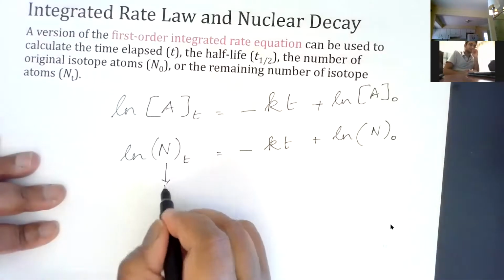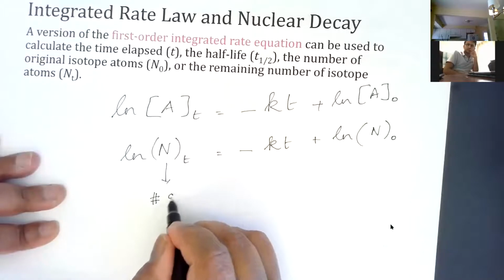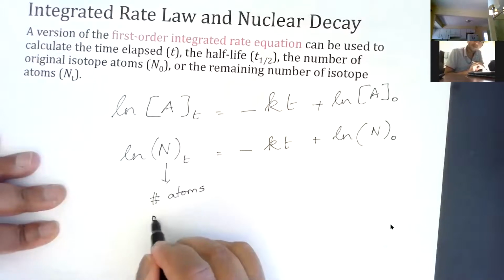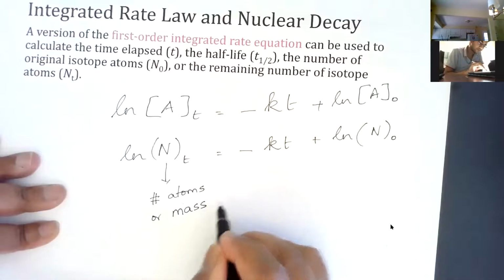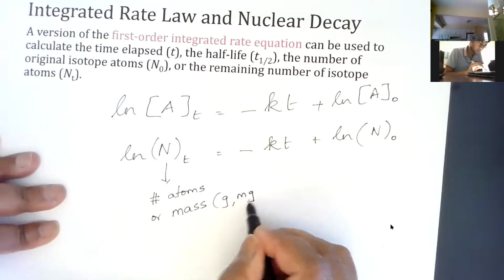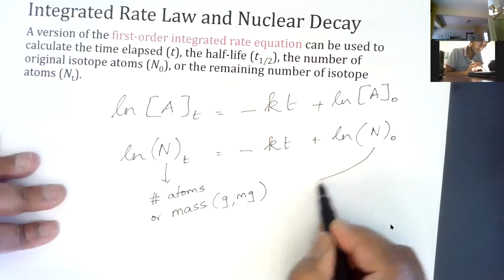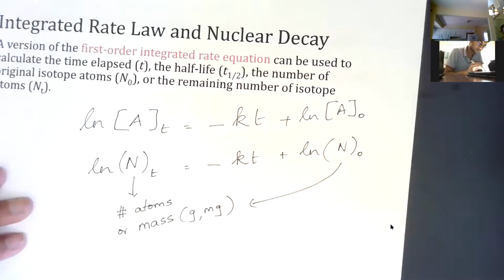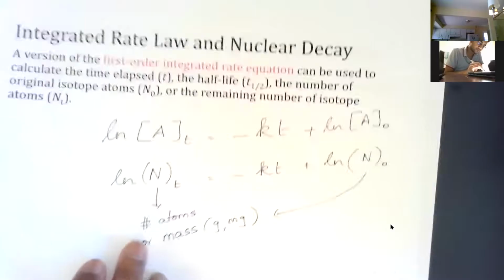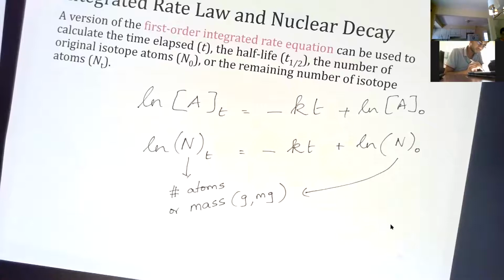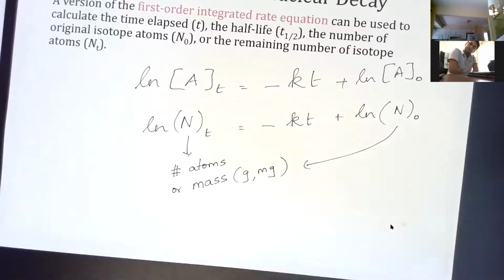And this can be number of atoms or mass. This could be grams or milligrams or kilograms. So it doesn't matter if we have it in milligrams or grams. No, it has to be the same though. Nt and N0 must both be in grams or both in milligrams.